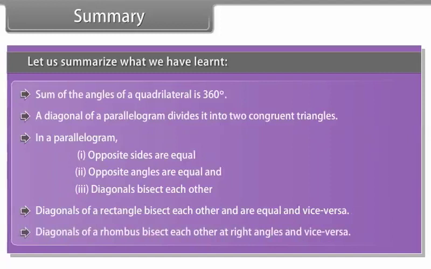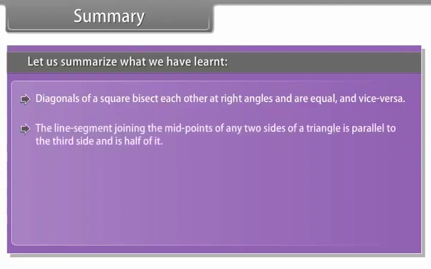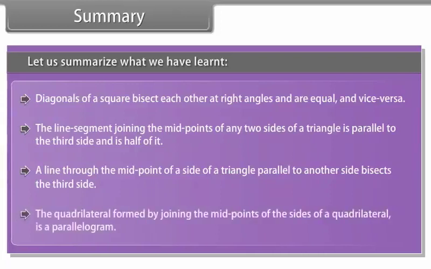Diagonals of a rhombus bisect each other at right angles, and vice versa. Diagonals of a square bisect each other at right angles and are equal, and vice versa. The line segment joining the midpoints of any two sides of a triangle is parallel to the third side and is half of it. A line through the midpoint of a side of a triangle parallel to another side bisects the third side. The quadrilateral formed by joining the midpoints of the sides of a quadrilateral is a parallelogram.